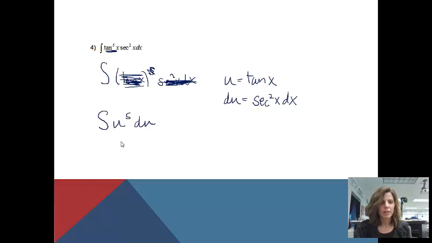Now the integral of u to the 5th, I'll get 1/6 u to the 6th. And now just rewriting this, I'm going to have 1/6 tangent to the 6th x plus c. And please get into the habit of just writing that 6 in the middle, because we are putting the tangent to the 6th power, and that's how we write it. So that would be my integral on that problem.